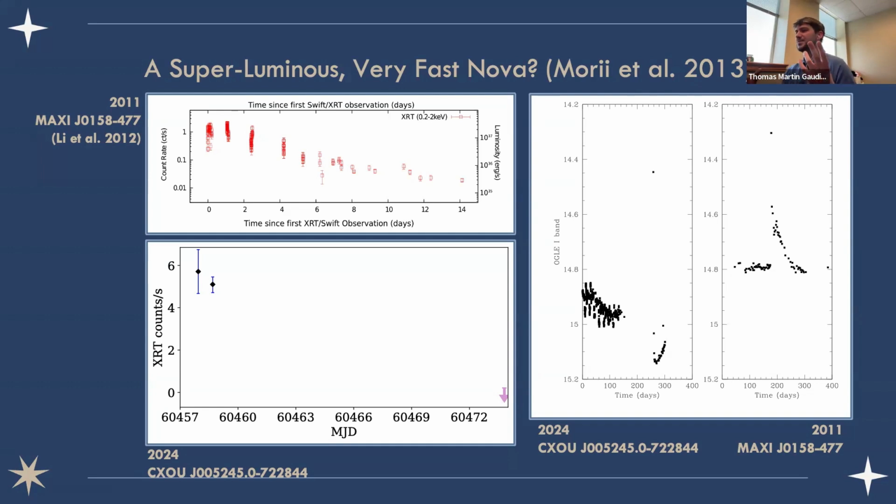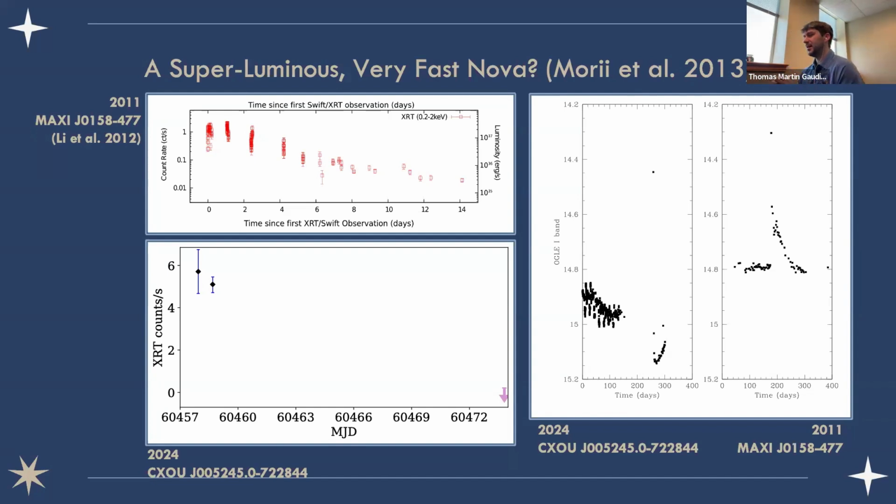These values match up almost perfectly with what we're seeing in both Swift XRT in 2024 and for Ogle in 2024, although the MAXI source does generally stay brighter instead of having a period of dimming afterwards. But we can interpret these two systems as having very similar causes for these extra luminous, very rapid X-ray outbursts. And Marie does a great job of outlining the case for how something like this could occur.